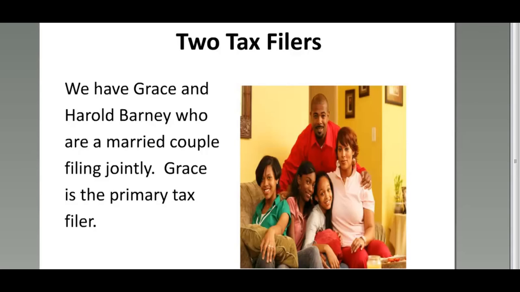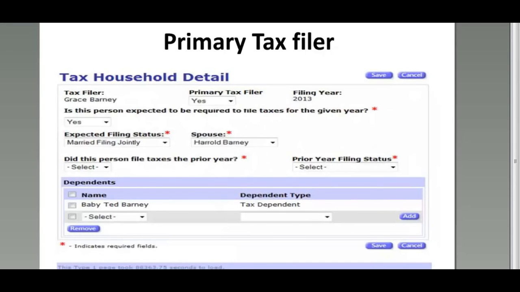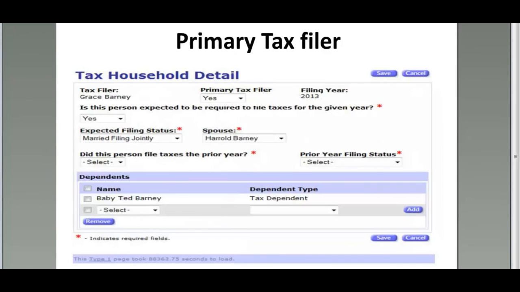For situations where there is no primary tax filer, such as an undocumented non-citizen, the worker would need to enter no in the primary tax filer field and no in the did this person file taxes the prior year field. Remember, the primary applicant must have this page completed to run MAGI determination. The primary tax filer, the tax household detail. Here you see the tax filer, the primary tax filer, the filing year. Is this person expected to be required to file taxes for the given year? It's yes or no.